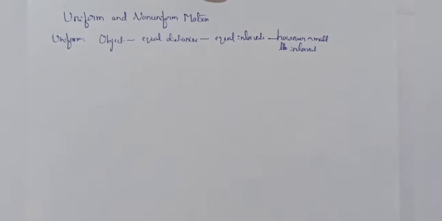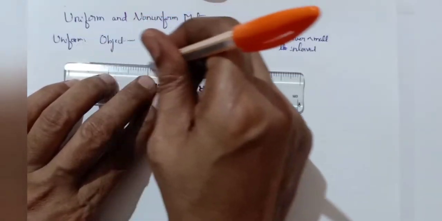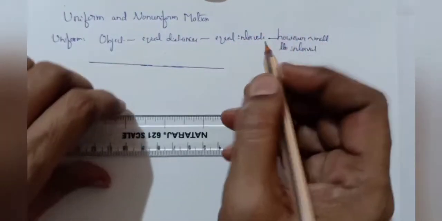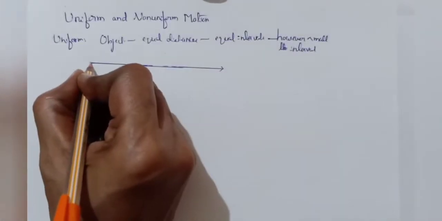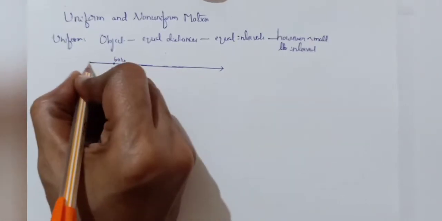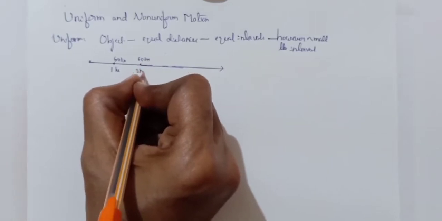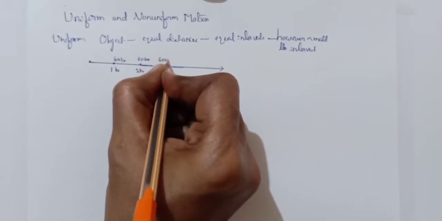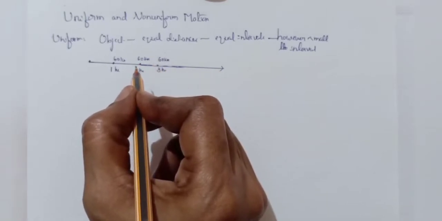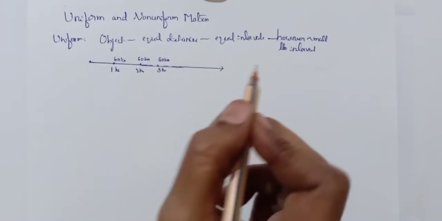Consider an object moving along a straight path. If the object covers 60 kilometer in 1 hour, another 60 kilometer in 2 hours, and again 60 kilometer in 3 hours, and so on. Here the car is covering equal distances, 60 kilometer, in every 1 hour. It means it is covering equal distances in equal intervals of time.